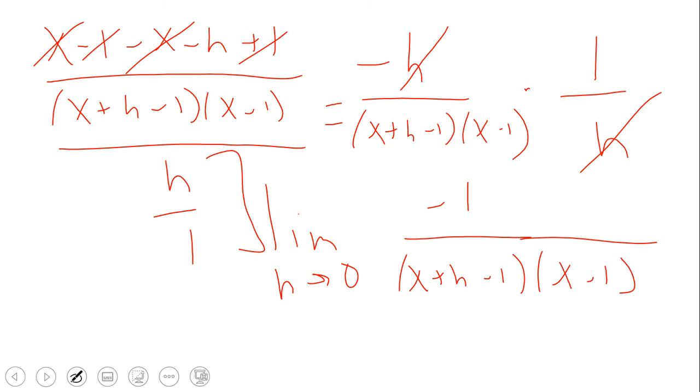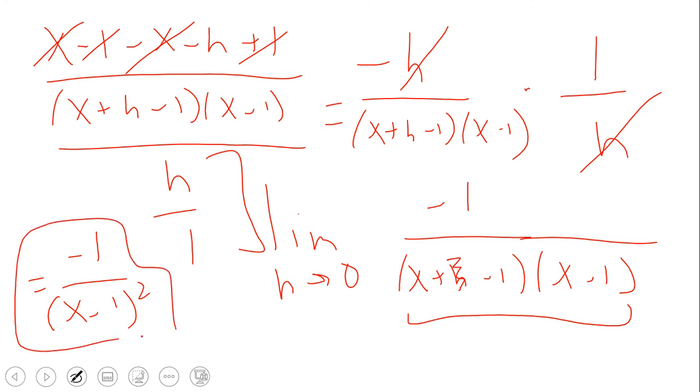So in the final step, you're going to go ahead and turn the h into a 0. So your final answer is going to be a -1 on the top. It's going to be an x minus 1 times an x minus 1 on the bottom, which we're going to write nice and simply as x minus 1 squared. So your final answer here is -1 over x minus 1 squared.